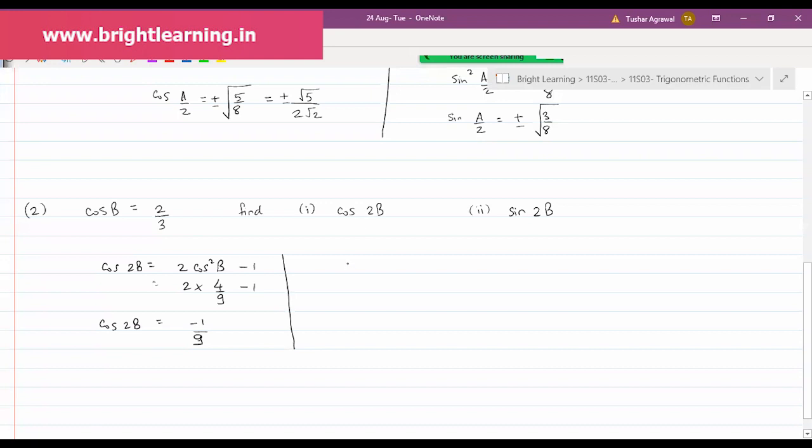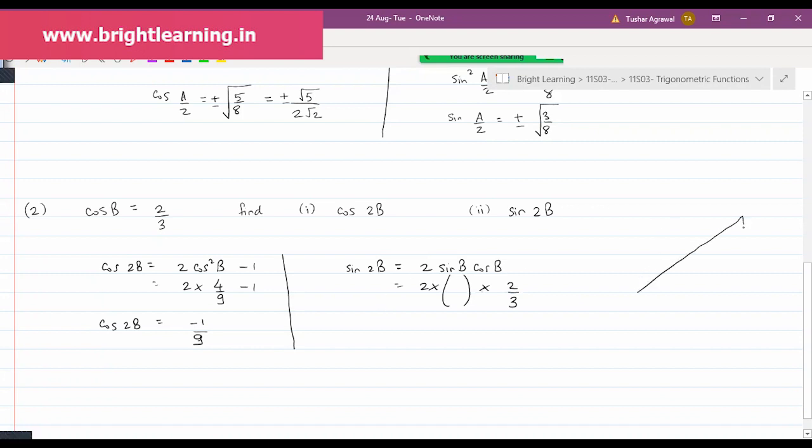Now sine 2b. Sine of 2 theta is what? 2 times sine b cos b. So now this is 2 multiplied by the cos b value, which is given to us as 2 upon 3. What is the value of sin b? I don't know. So we go to our original problem.